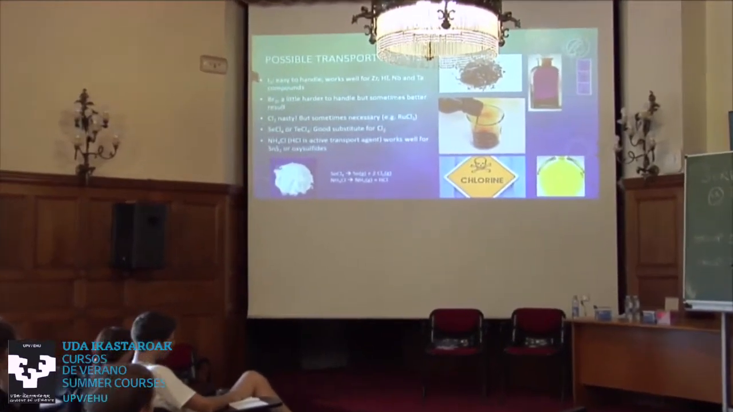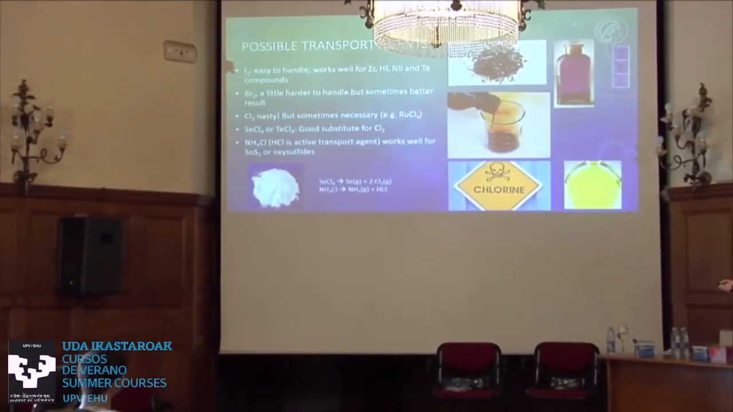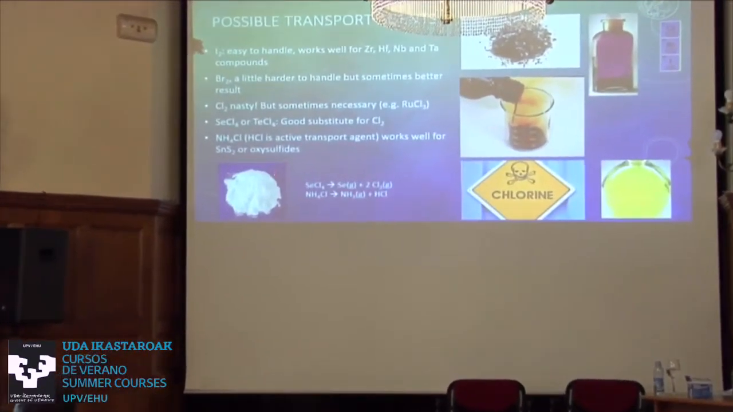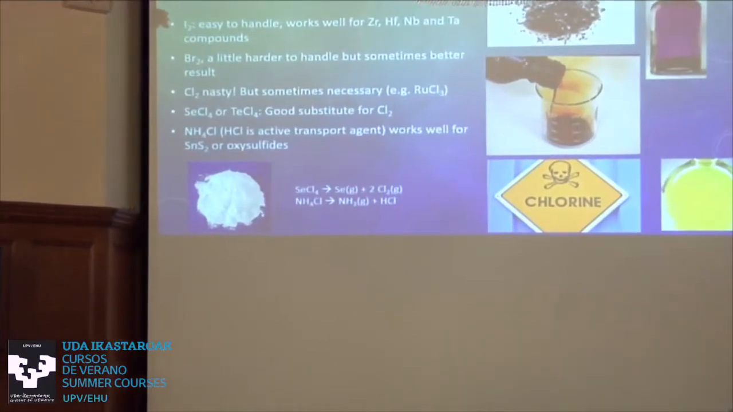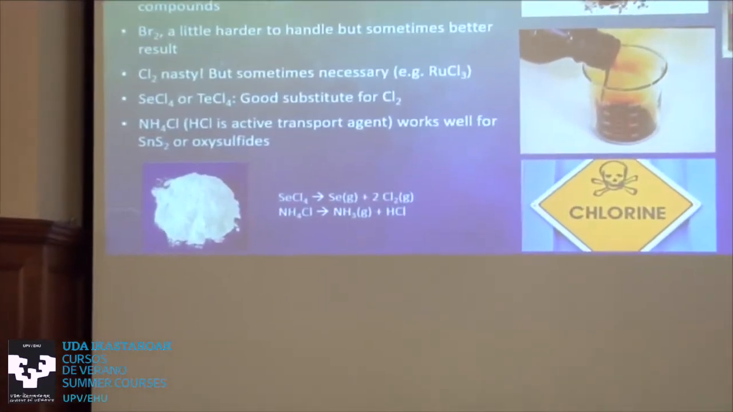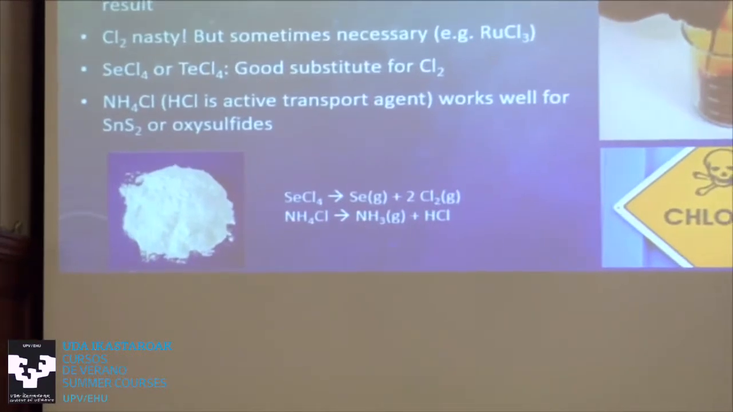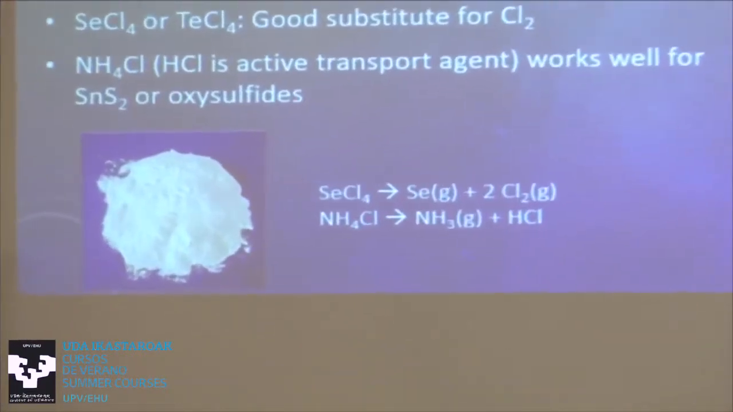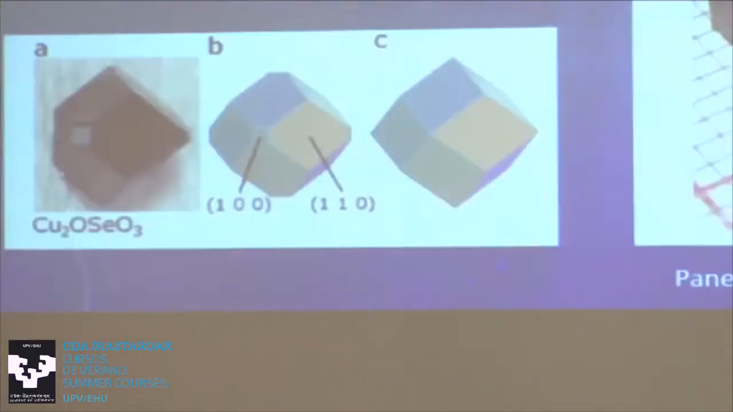to substitute it. Another thing you can use is ammonium chloride, which would decompose to NH3 and HCl, and HCl can also work as a transport agent. And so this is also salt. You can just put it in a tube, and it's a clean way to do a vapor transport method.